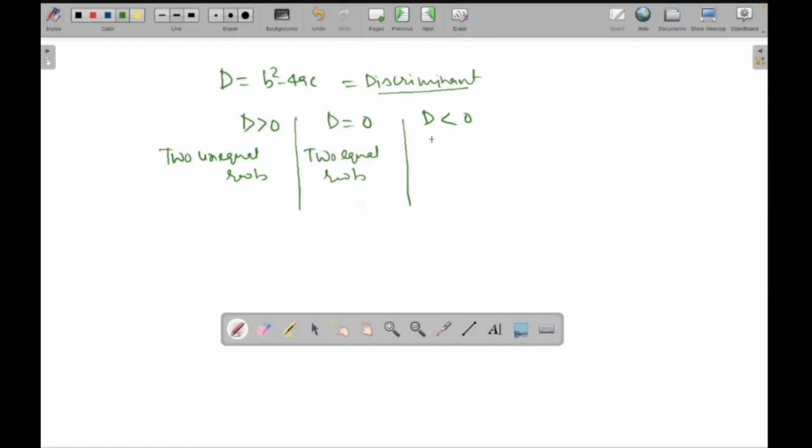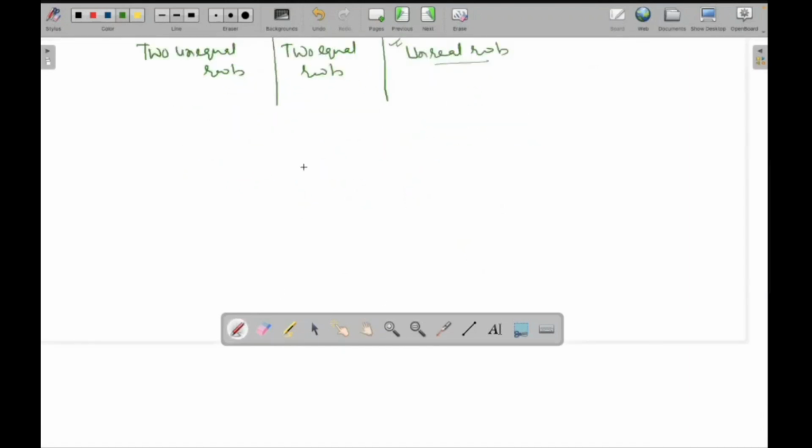When D is less than 0, this is a situation which you will learn later, but we call this unreal roots. So in situations wherein D becomes less than 0, you cannot solve it further right now, and we call this an unreal root. So basically, the situation which we had seen earlier also, when our graph was like this, then we used to have equal roots.